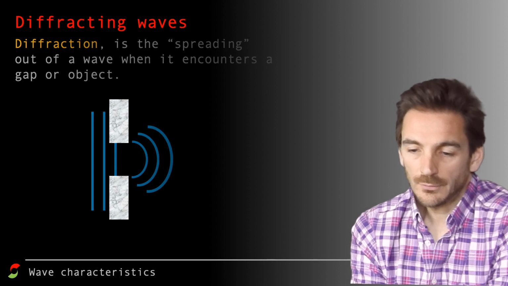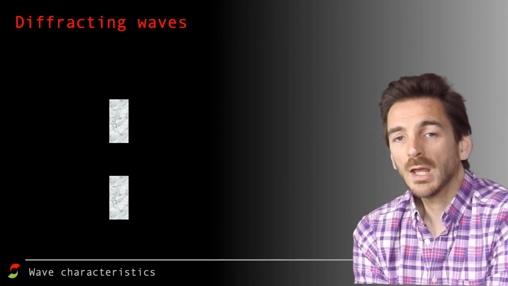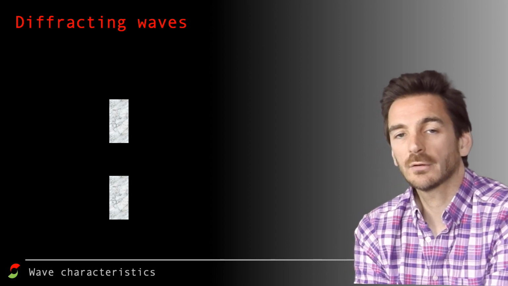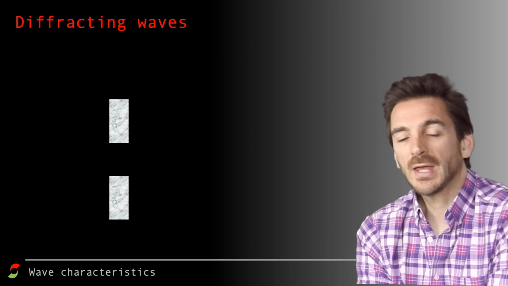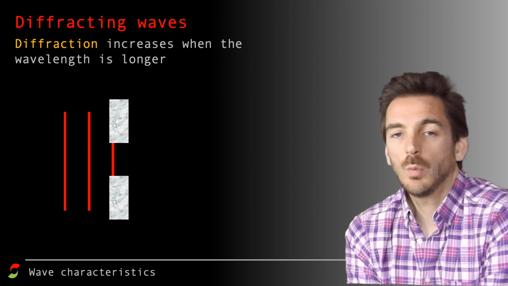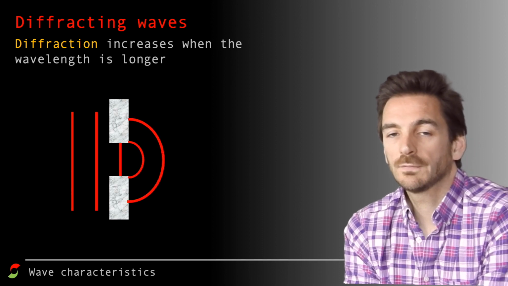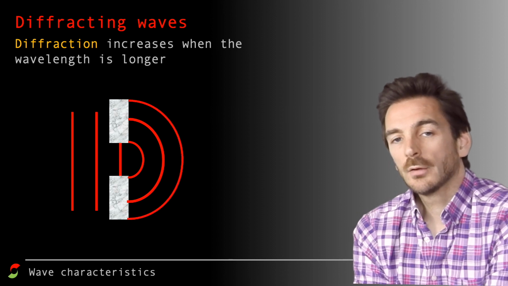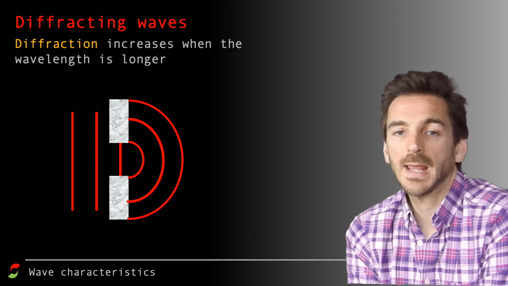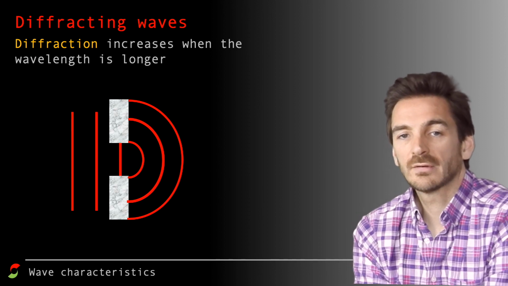So what we can do now is make the wavelength longer. And that's going to affect what happens to the amount of diffraction. So here now we've got the same aperture, but what we have is a much larger wavelength than before. And that's going to cause greater diffraction. So waves that have a greater wavelength diffract more. They spread out more. And waves with shorter wavelength diffract less.